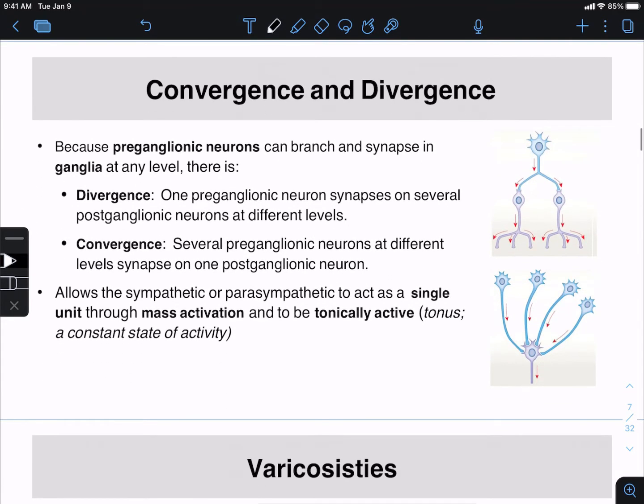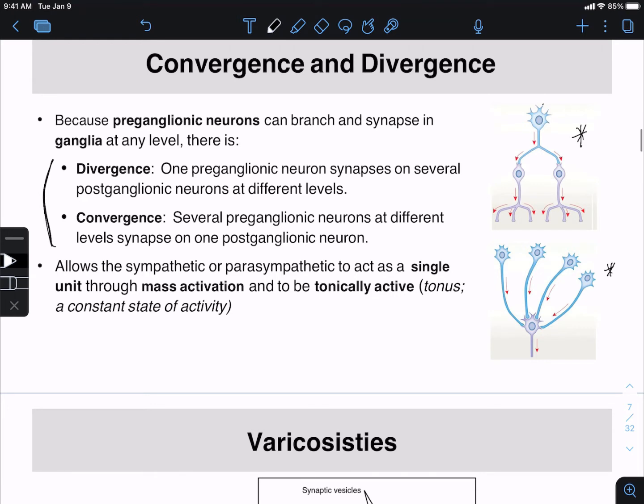One of the hallmarks of the autonomic nervous system, both the sympathetic and parasympathetic, is convergence and divergence. We did have a chance to talk about this in the sensory nervous system, so I'm not going to talk too much about it, except just to make sure you're comfortable with the definition. This is an example of divergence, where you have one neuron activating multiple other neurons. This is an example of convergence, where you have multiple neurons feeding into a secondary neuron. There are advantages to both of these types of processes.